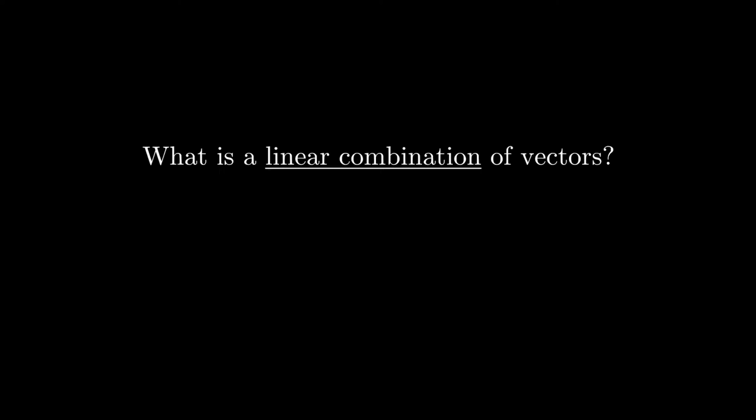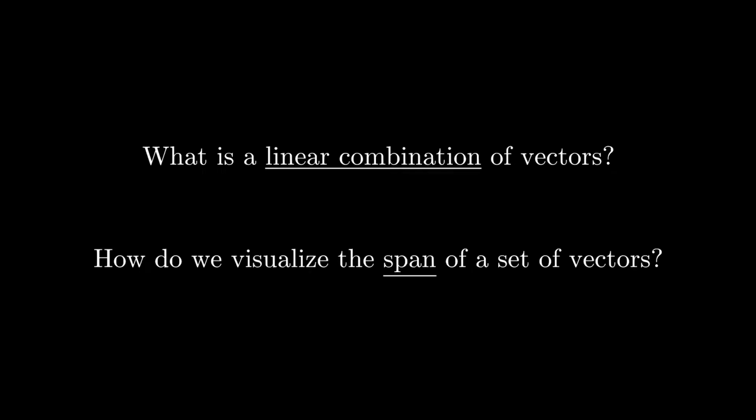As we begin learning about vectors, there are two key concepts which we need to understand and be able to visualize. What is a linear combination of vectors, and what is a span of a set of vectors, and how do we visualize the span of a set of vectors? Understanding these concepts will be important for the rest of the semester, and being able to visualize them will allow us to visualize more difficult concepts that come up later.